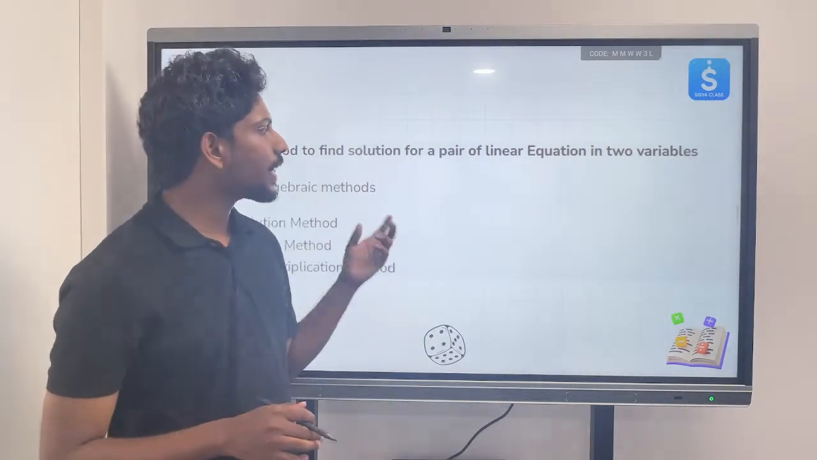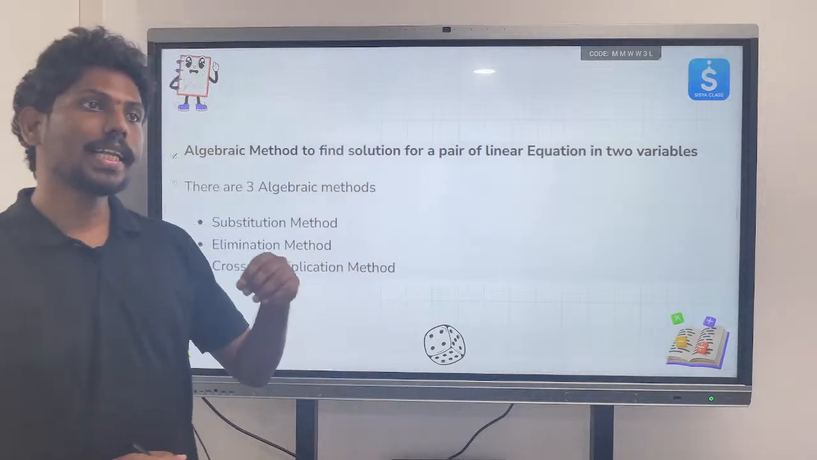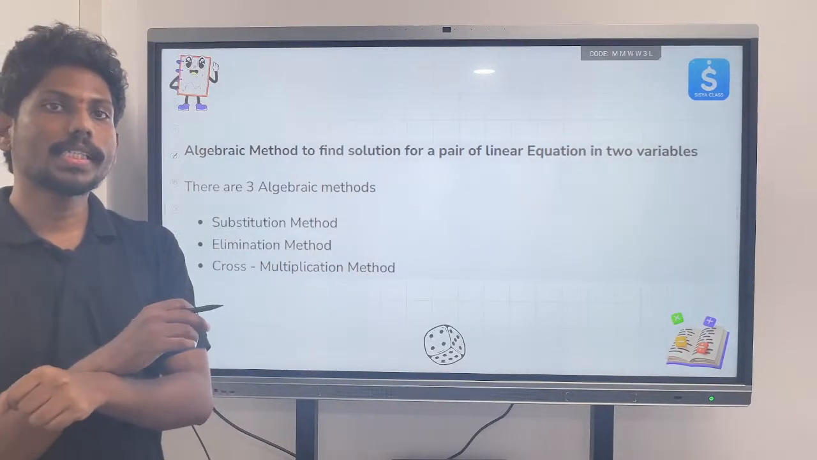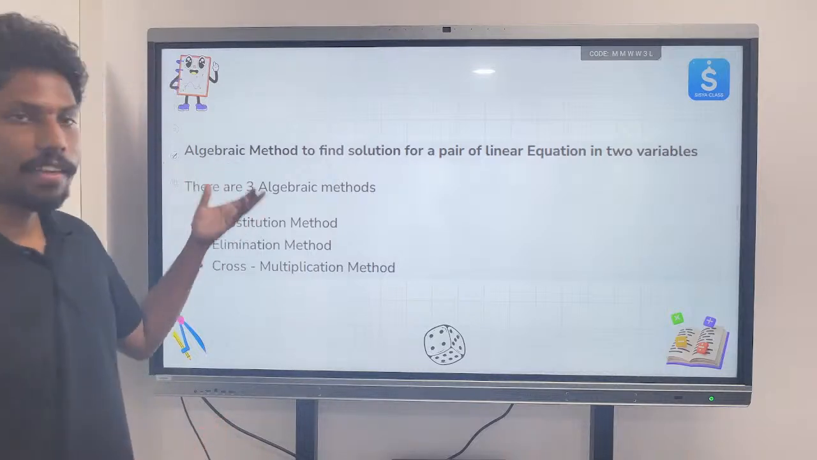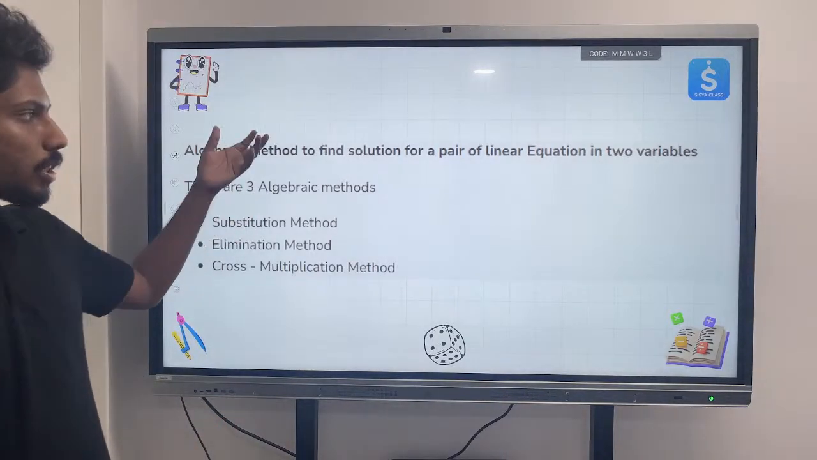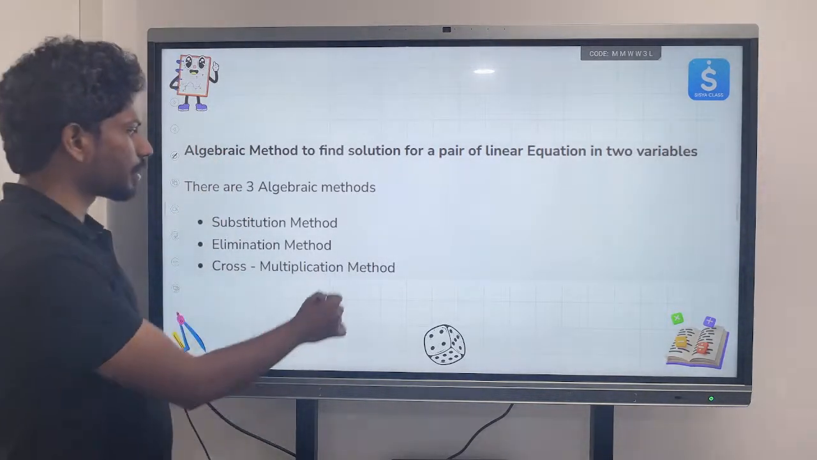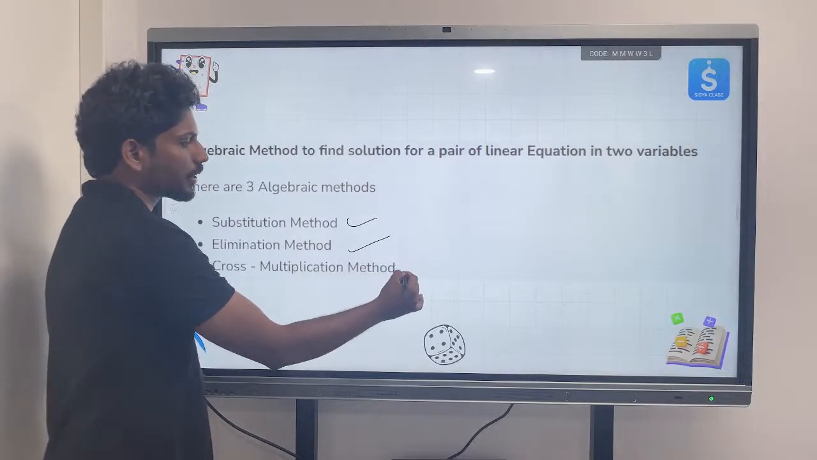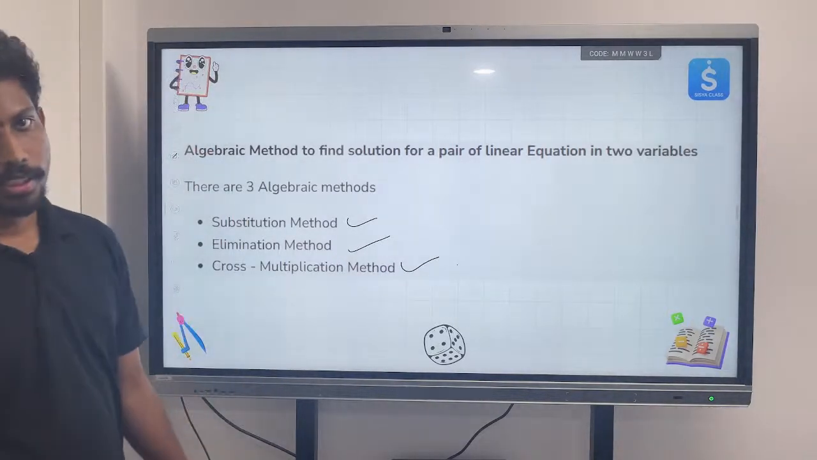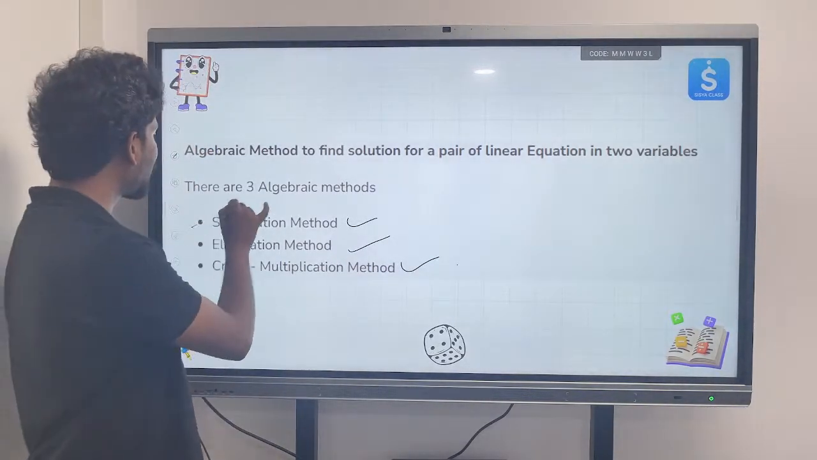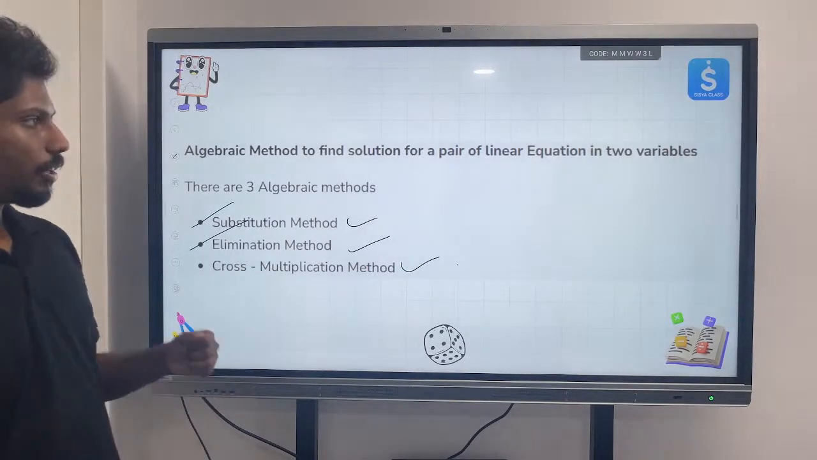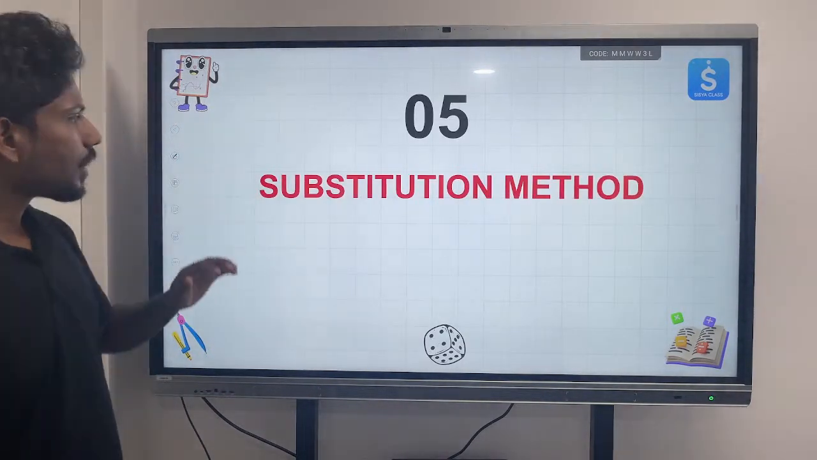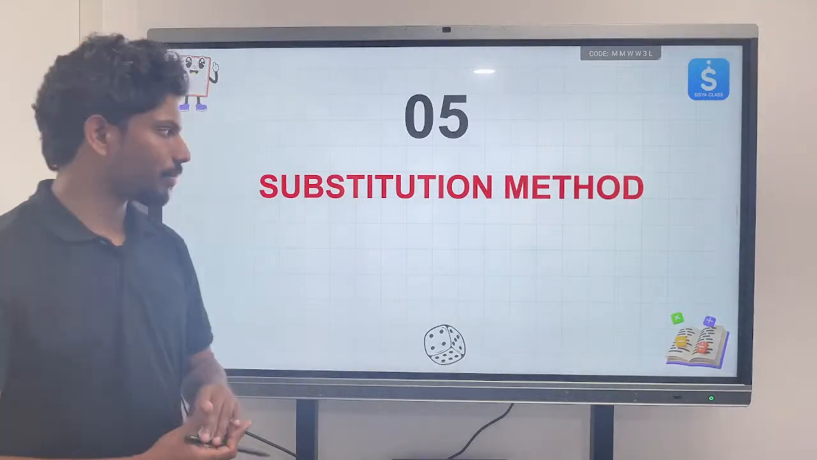This is a technique in which we can find exactly what the solution is if the lines are intersecting. There are three different ways in which we can find the solution of a linear equation in two variables: the substitution method, the elimination method and the cross multiplication method. Right now, we will completely understand the substitution method and the elimination method. Let us understand the substitution method, right.